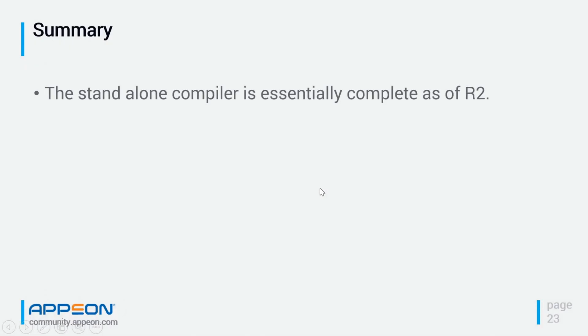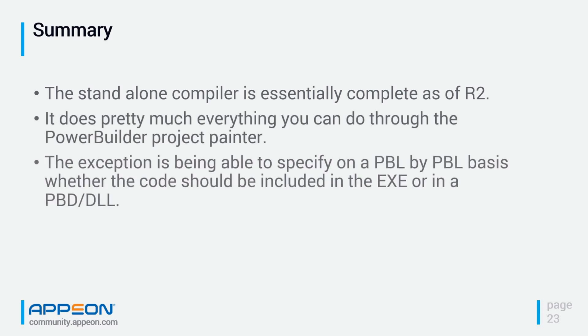Okay, in summary, the standalone compiler is now essentially complete. It supports basically every option that it makes sense to support out of the Project Painter. There's a couple it leaves out. The one is the pibble by pibble determination of whether or not the code should be placed into a PBD or a DLL. And in a way, I really can understand why that's not being supported.